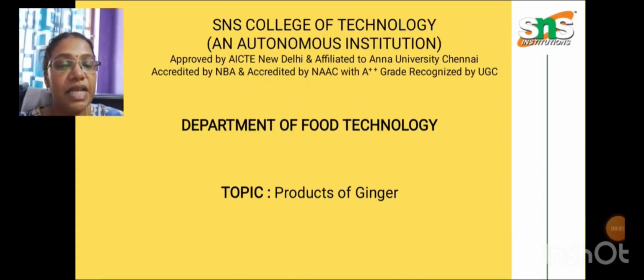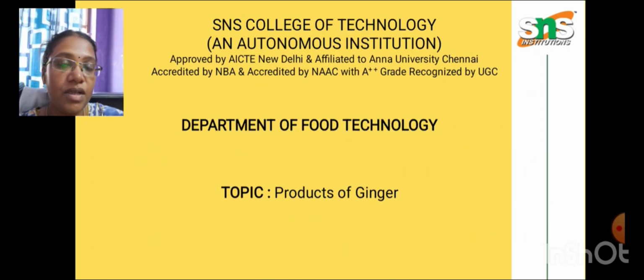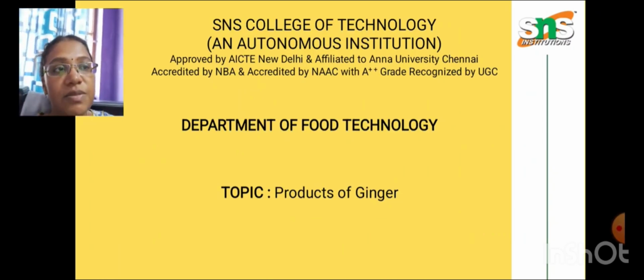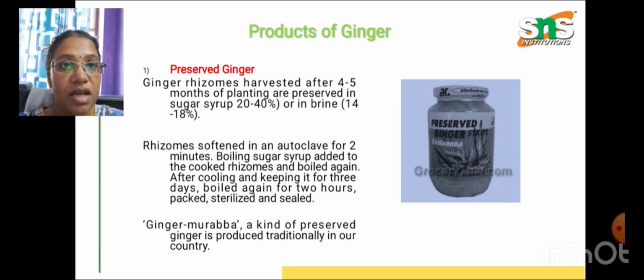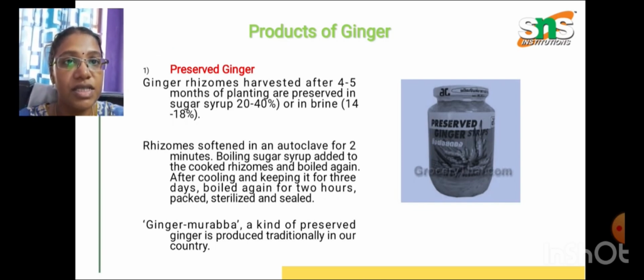So in this PPT, we have already seen how the ginger is being processed. Let's have a discussion about the ginger products. So the first product of ginger is the preserved ginger. So what do you mean by preserved ginger?